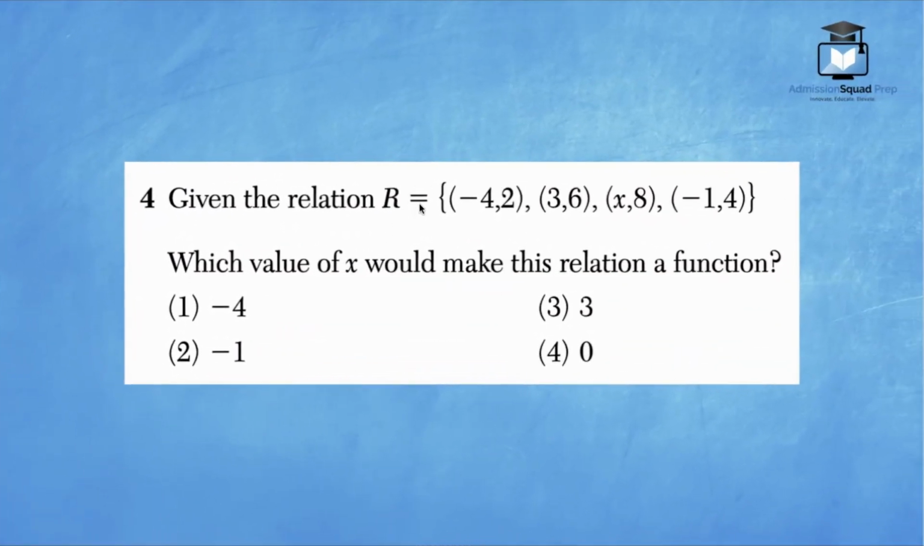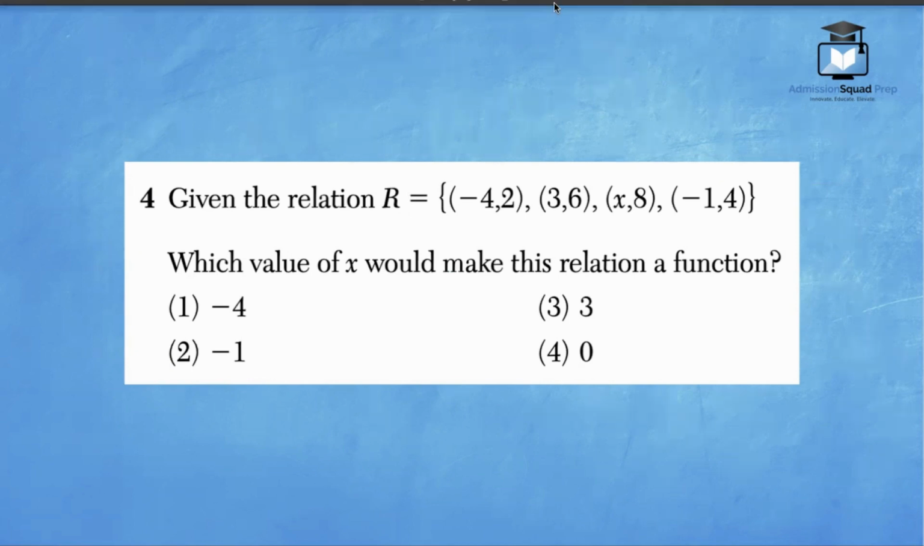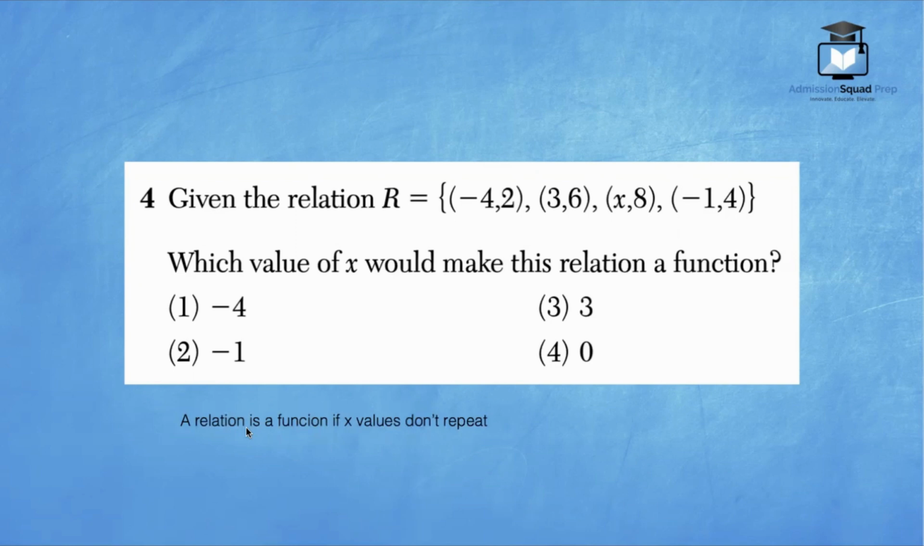Given the relation r equals {(-4, 2), (3, 6), (x, 8), (-1, 4)}, which value of x would make this relation a function? Remember, our quick definition for functions is that x values don't repeat. So I know if we're going to add a new x value here, it cannot be -4, it cannot be 3, it cannot be -1, but it can be 0, because 0 does not show up in any of the other coordinate points. Remember, a relation is a function if x values don't repeat.